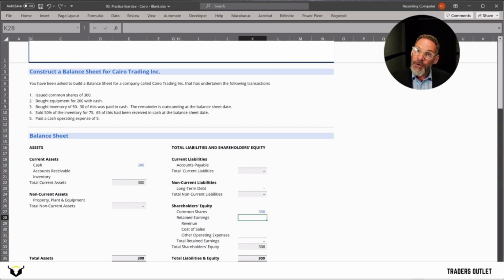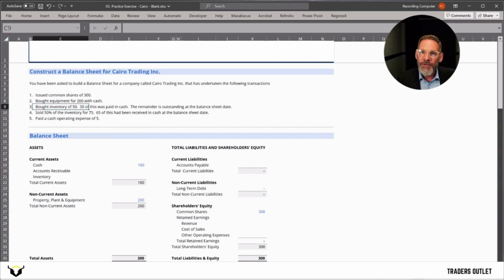Now we bought equipment, which is an asset, for 200 with cash. So we have equipment as an asset going up, which is a debit, and we have cash, which is an asset going down, which is a credit. So what we're going to do here, I'm going to start with cash again, and I'm going to minus 200. But we also have to create an asset of 200 under property, plant, and equipment. Good, our balance sheet balances. So now let's move to transaction number 3.